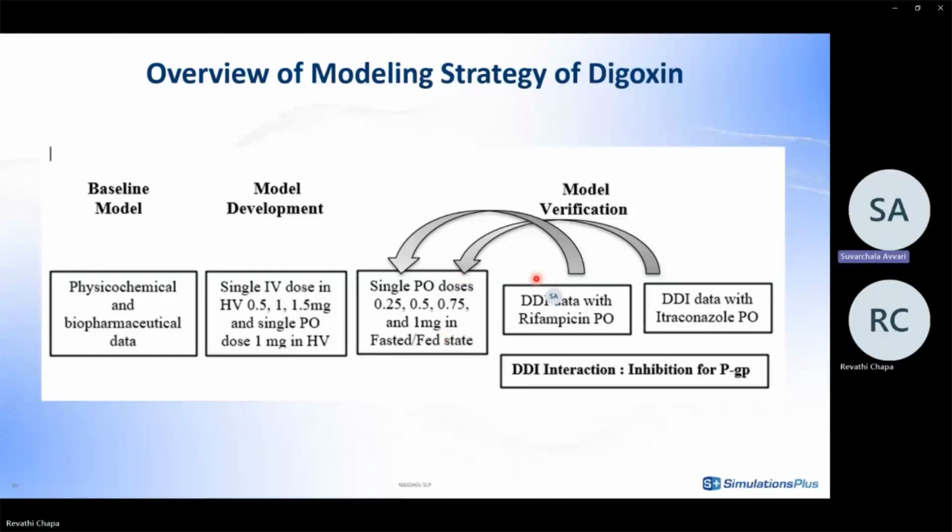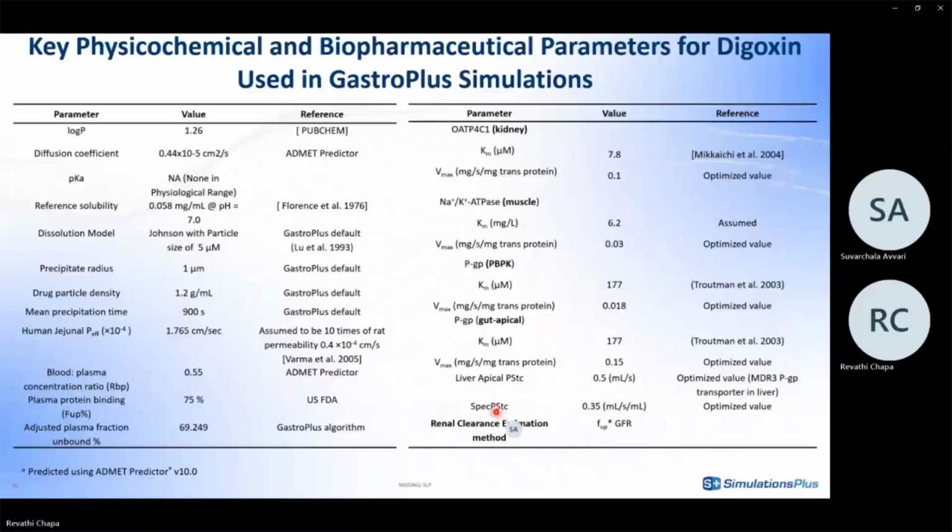Once the model building and validation was completed, the next step was to verify all the mechanisms for DDIs. Here digoxin is a substrate for PGP, so the DDI that we are validating here is the inhibition of PGP through using rifampicin and itraconazole, which are PGP inducers and inhibitors. So this slide is summarizing all the key physicochemical and biopharmaceutical parameters for digoxin that were used in the GastroPlus simulations.